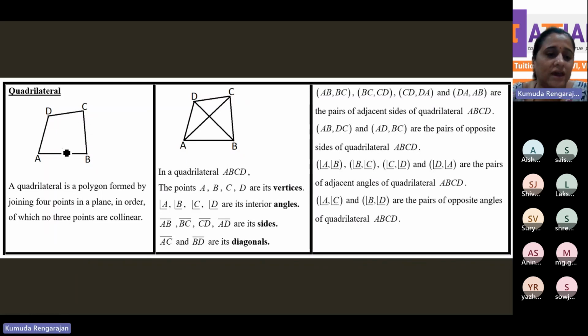When looking at sides, AB and BC are adjacent sides, and they need not be equal. They may be, but they need not be. This one and this one are adjacent sides, and so on. When you say adjacent sides, take only two at a time. You cannot say all the four sides are adjacent. This side and this side are adjacent sides because CD and DA are adjacent sides.